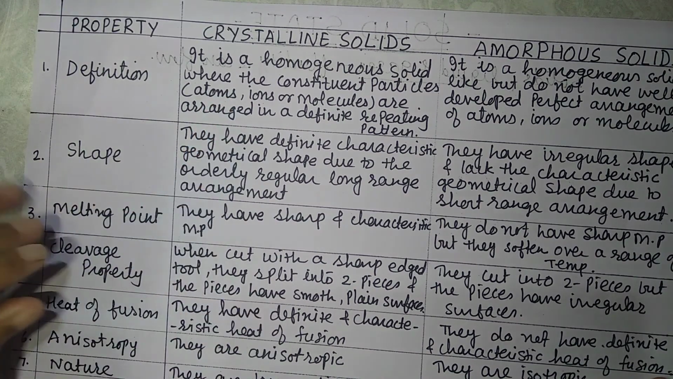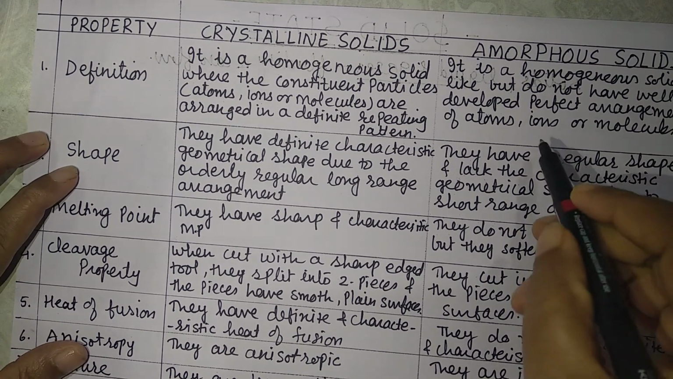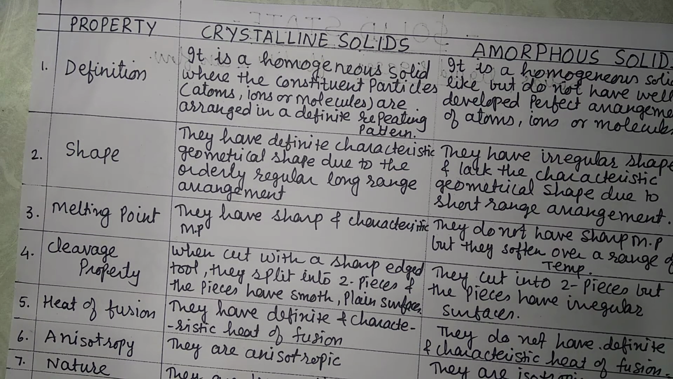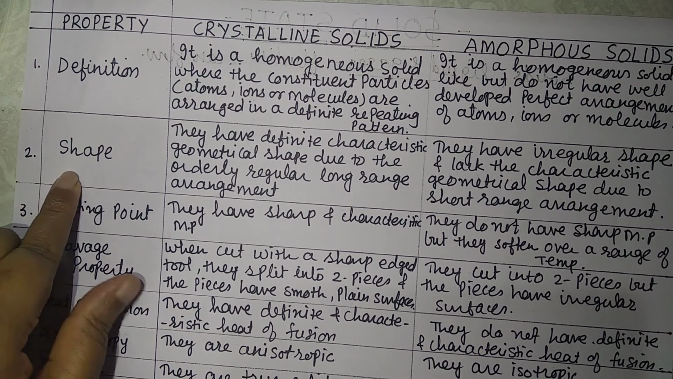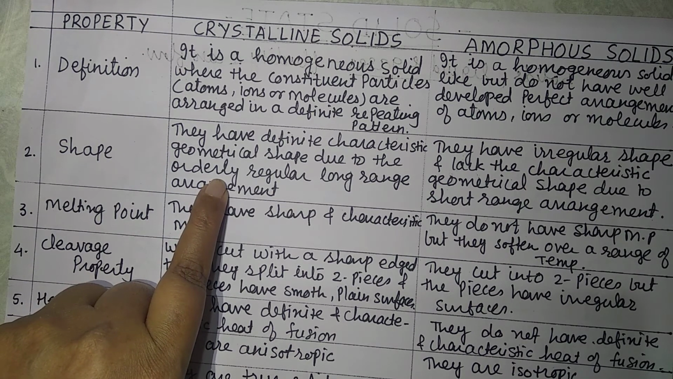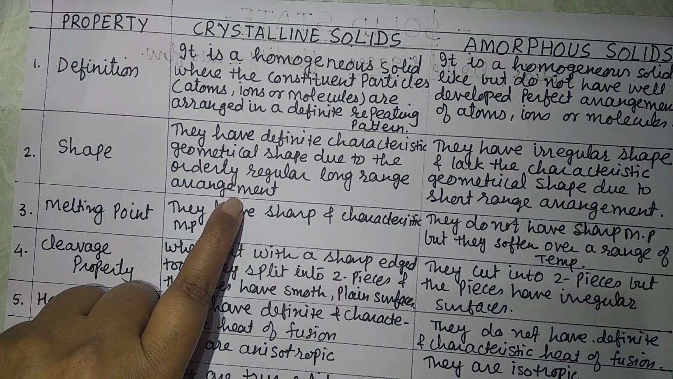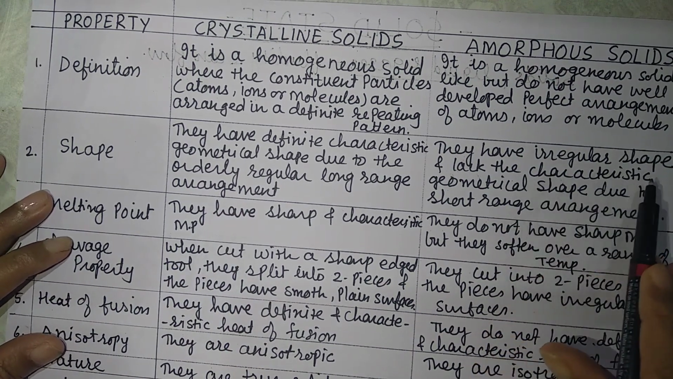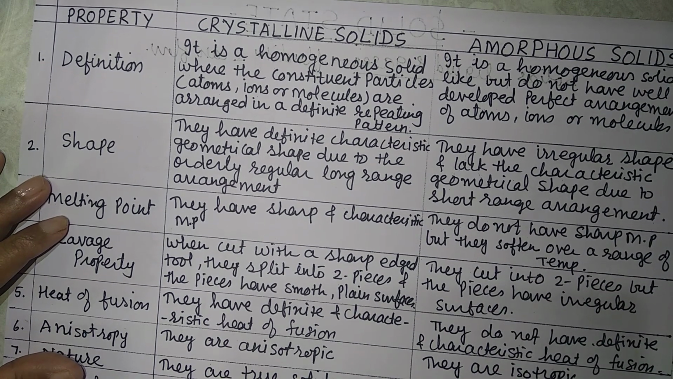Crystalline solid is a homogeneous solid where the constituent particles, that is atoms, ions or molecules, are arranged in a definite repeating pattern. While amorphous solids are also homogeneous solids, but they do not have a well-developed perfect arrangement of atoms, ions or molecules. The second is shape. Crystalline solids have definite characteristic geometrical shape due to the orderly, regular, long-range arrangement. So we have seen what long-range arrangement means. While amorphous solids have irregular shape and lack the characteristic geometrical shape due to short-range arrangement.